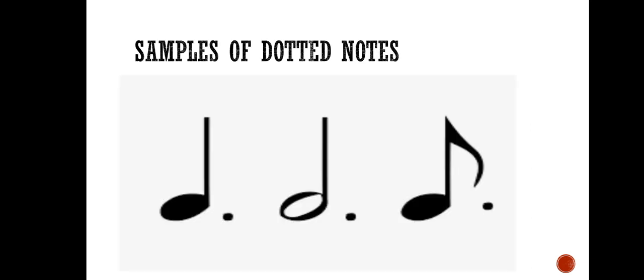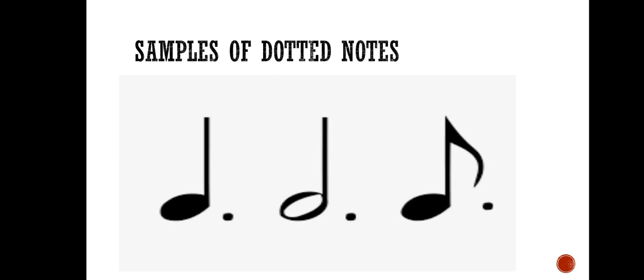Here we have samples of dotted notes. The first one is called a crotchet and has a dot in front. The middle one is called a minim, and it has a dot in front. The last one on the right-hand side is called the quaver, and it also has a dot in front. The first one here, the crotchet with a dot, means that we have a crotchet plus a half of it. A half of a crotchet is a quaver. A crotchet is 1 beat and a quaver is a half beat. So it will give you 1.5 beats. That's the meaning of the first dotted note, which is a dotted crotchet.